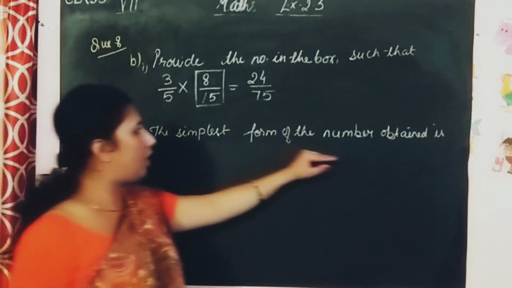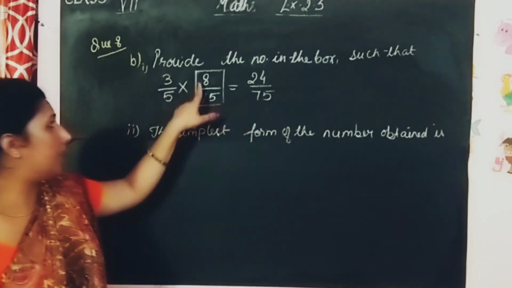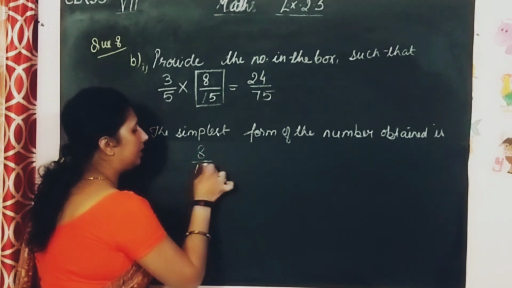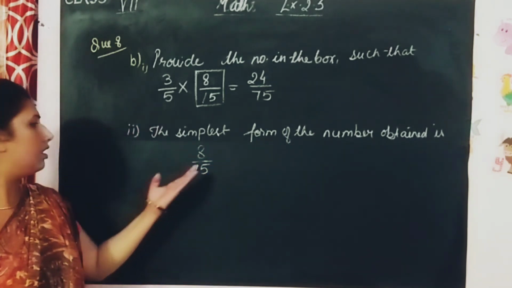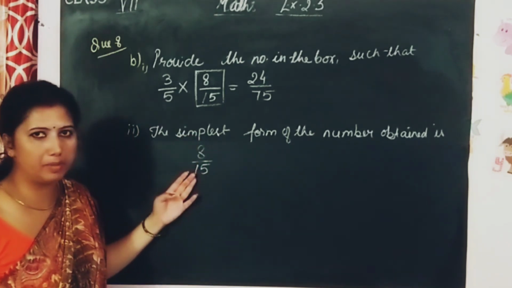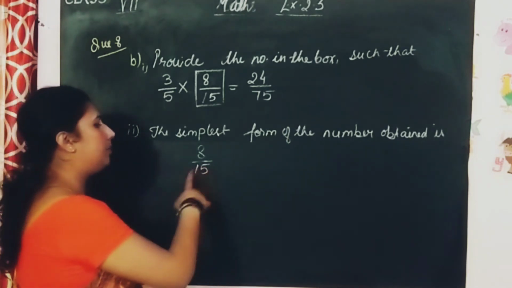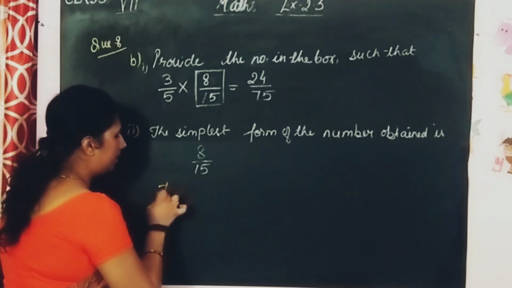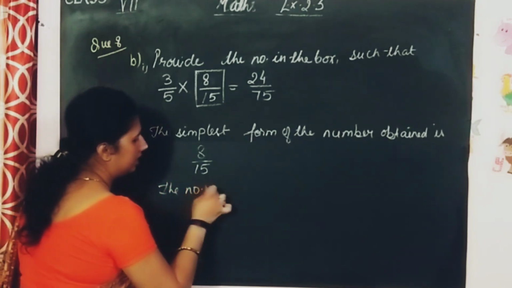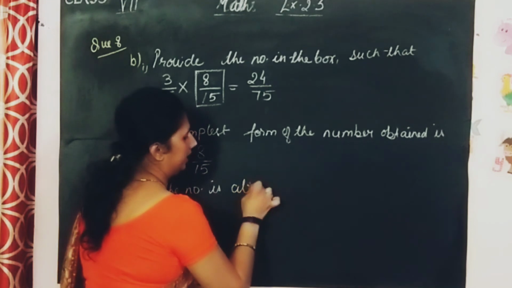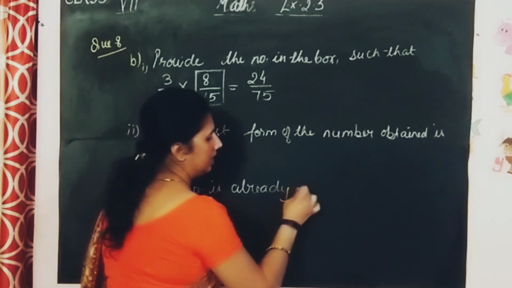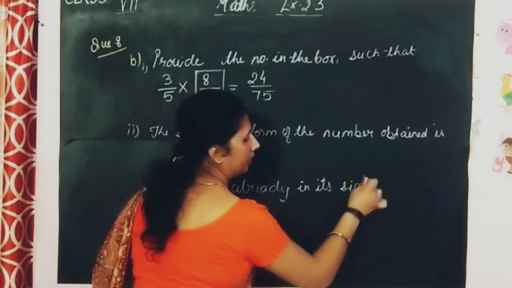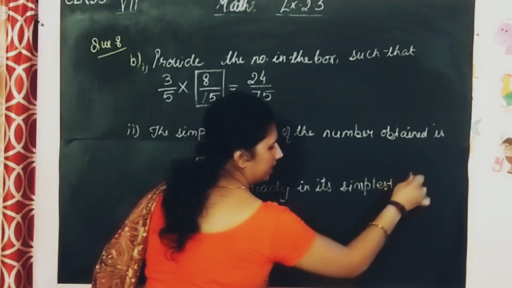Now the simplest form of the number obtained. The number obtained is 8 by 15. Can we reduce it to a simpler form? No. Both are not divisible by the same number. So it will be 8 by 15. We can say the number is already in its simplest form. Okay?